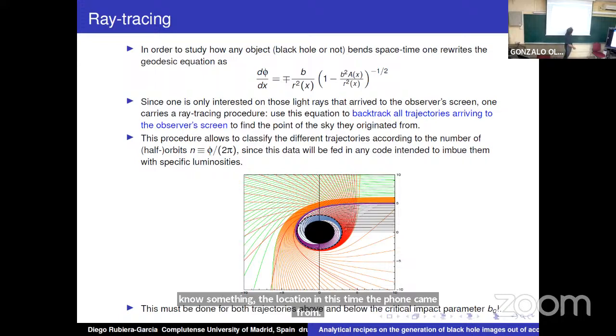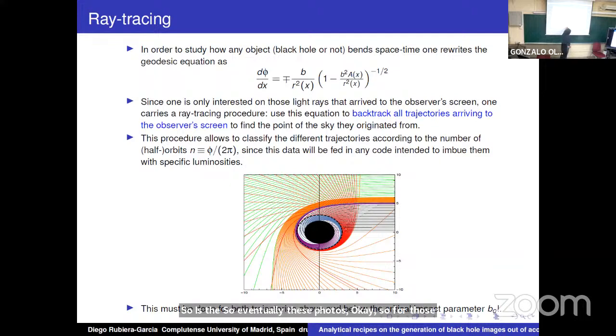These trajectories will be for impact parameter values above the critical one, so they are deflected by the black hole, and these are below the critical one. So eventually, these photons intersect the horizon, to be seen again. Okay, so for those, this image is the black hole with the horizon, and this dotted black circle represents the photon sphere. Because the photon sphere is the location of unstable bound geodesics.